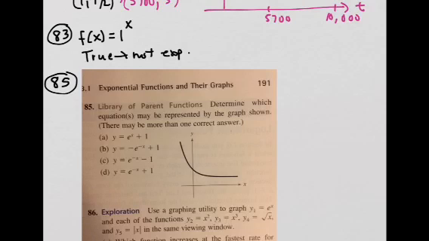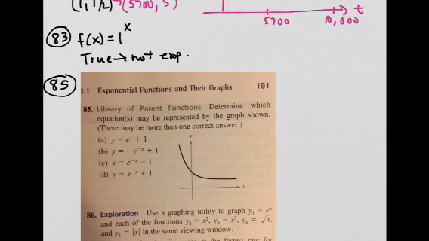Alright, so for 85, you have to determine which equations may be represented by the graph. So the graph shows exponential decay, okay, and it shows a translation going up. Okay, so this one, because remember E is approximately 2.7, right? So this one's going to be a growth.